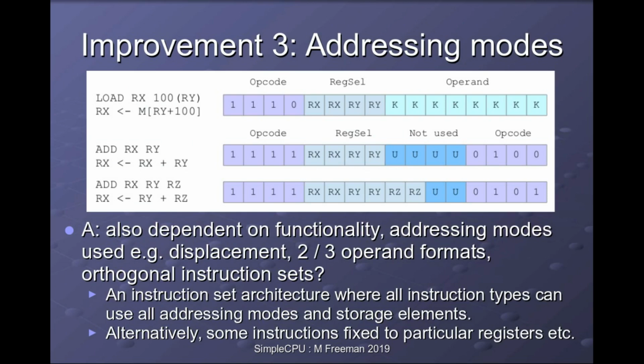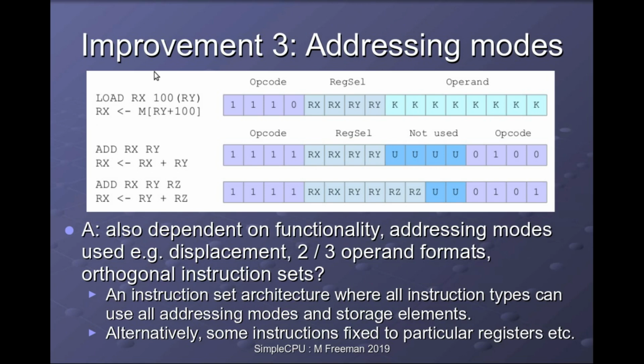Another consideration is what type of instructions are we going to support in our processor? Should all instructions be able to use these different addressing modes, or should it be limited to particular instructions? Also, should we use 2 or 3 operand formats, and should we use other addressing modes to improve the functionality of a processor? So there's a few examples here.